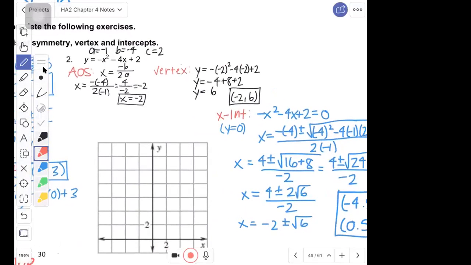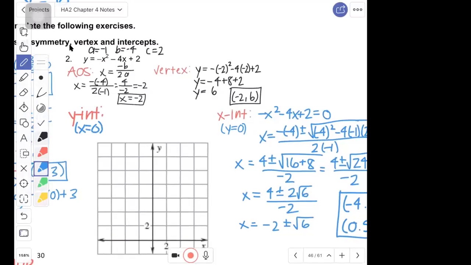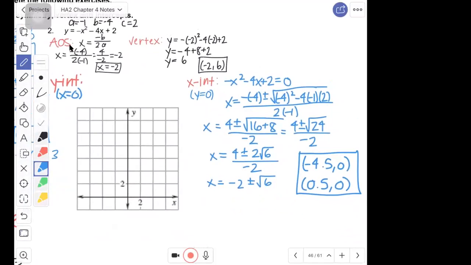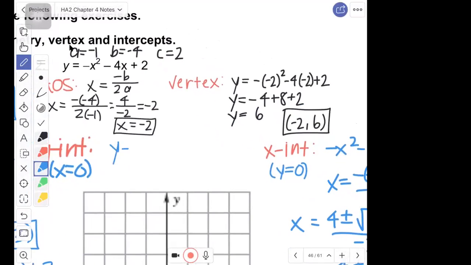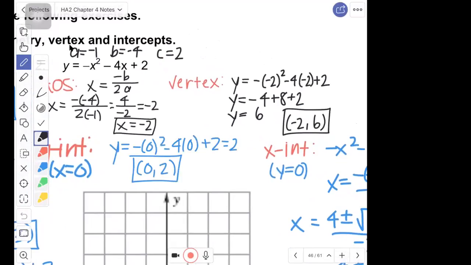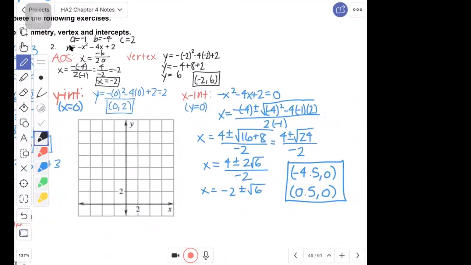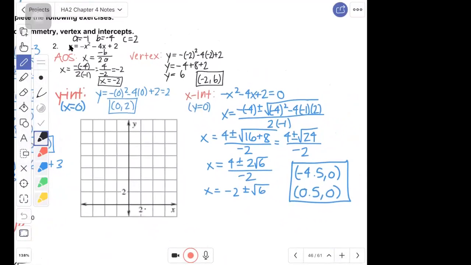Then I'm going to do our y-intercept right back here. We're setting x equal to 0. Ava M, what did you get as your y-intercept? I got 0, 2. Awesome. Plug in 0 for our x's, and we end up getting 2. Questions on any of the computations I did there for finding any of the parts?